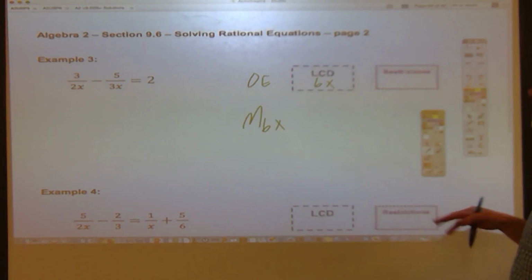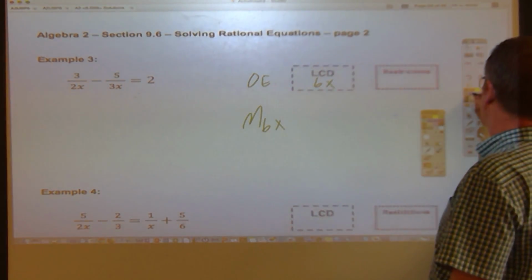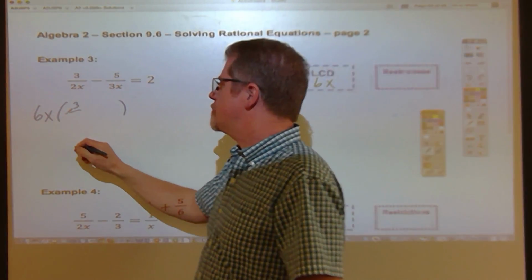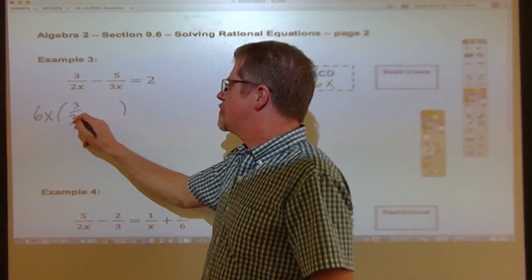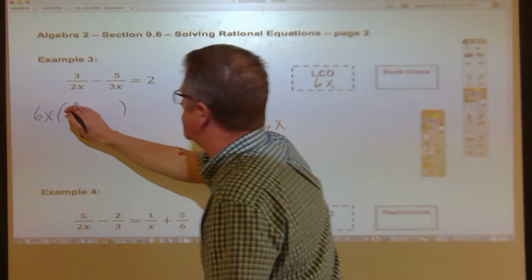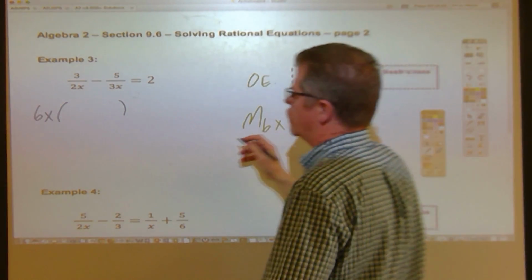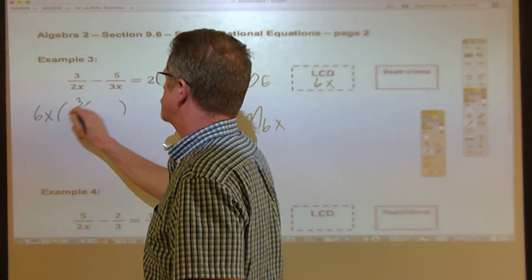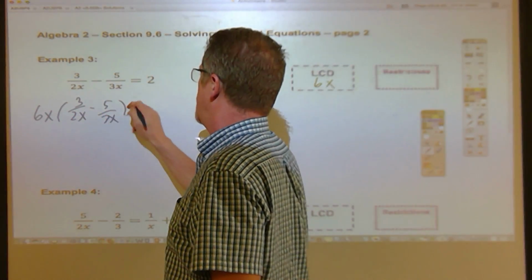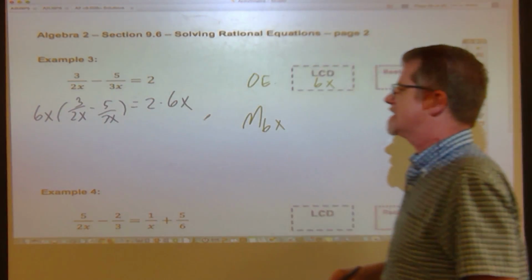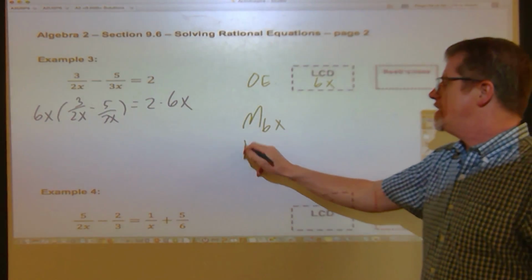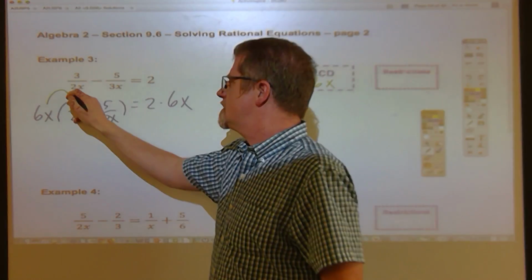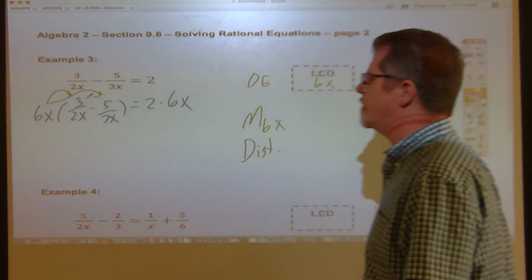So that's the thinking process that you end up going through, which results in a 6x on the left. Please write 6x times the quantity 3 over 2x minus 5 over 3x. Correct my ratio there, 3 over 2x minus 5 over 3x, and also multiply the right-hand side by 6x, which opens up an opportunity to draw the two arrows of distribution. 6x will be distributed to both terms in parentheses.